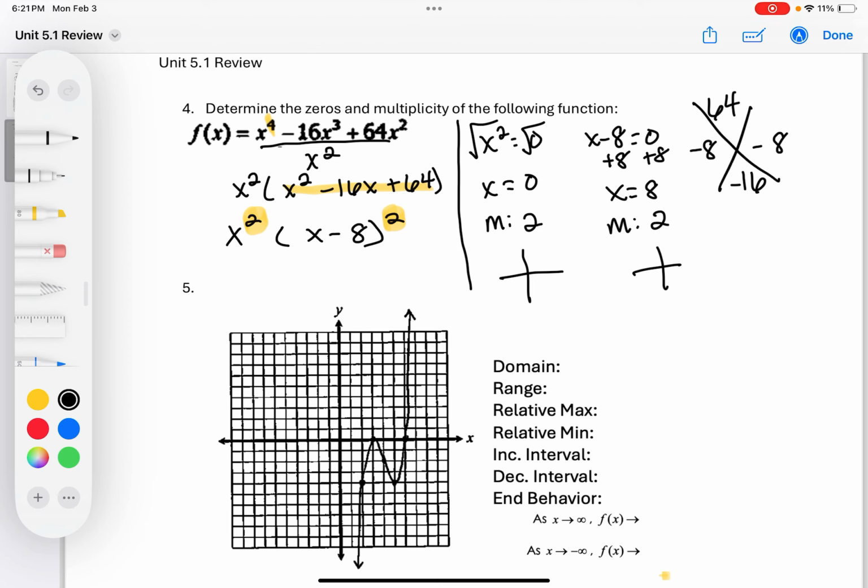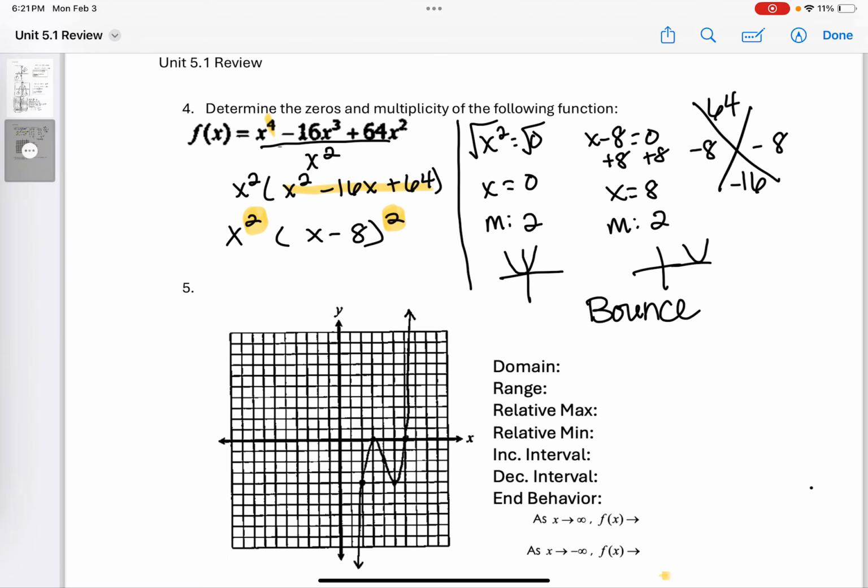So at x equals 0, it's going to bounce. At x equals 8, it's also going to bounce. So bounce for both. And that's it for that. So let's go to the next one.